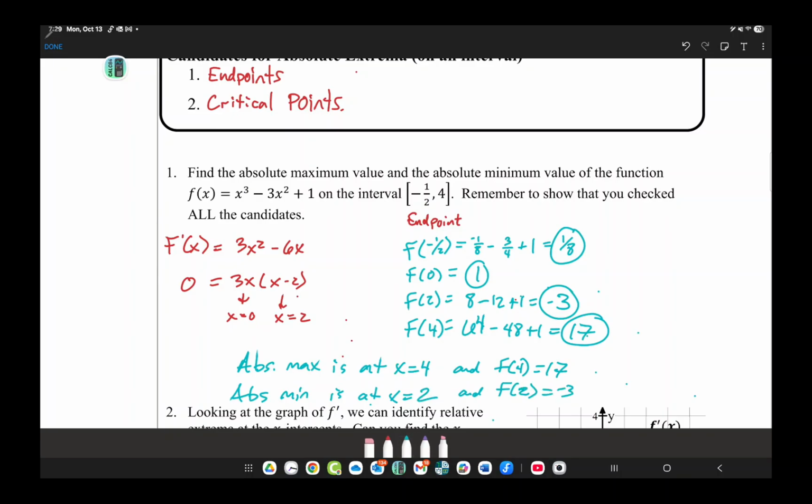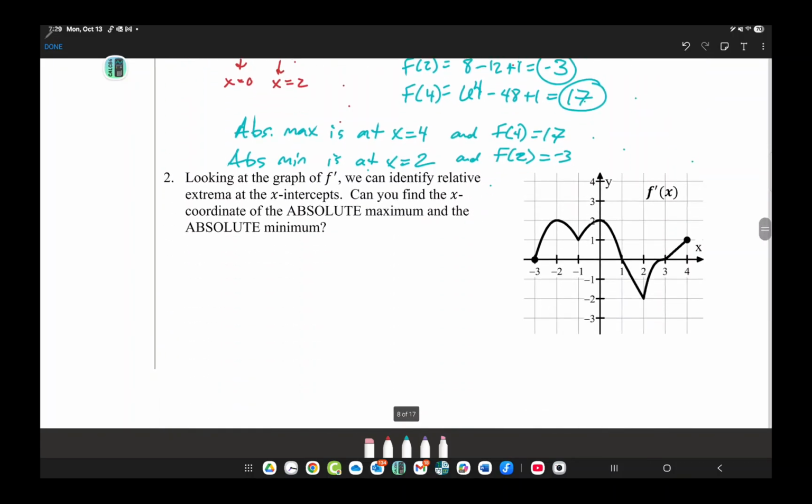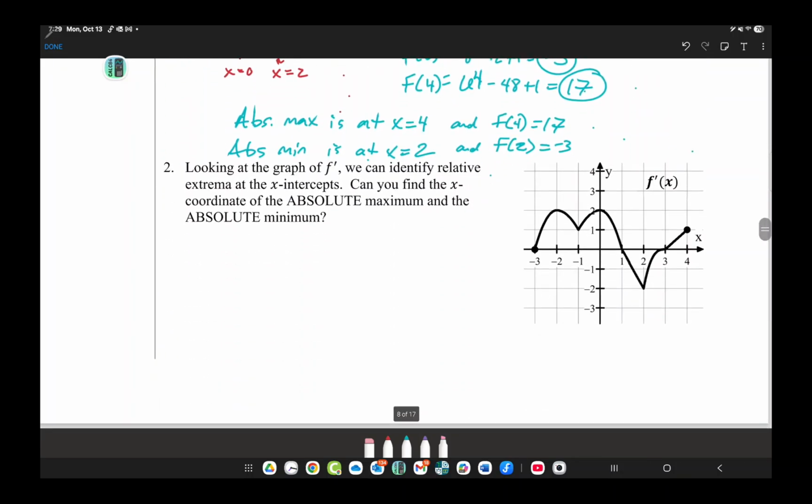Now, any questions on that? That's primarily what your work on this section is going to be, just doing that over and over. Now, we are going to have a lot of questions. AP tests love giving you graphs. You need to be able to look at a graph and know what the graph is of, and this is the graph of f prime, not the graph of f of x. So it tells us a bit of a different story.